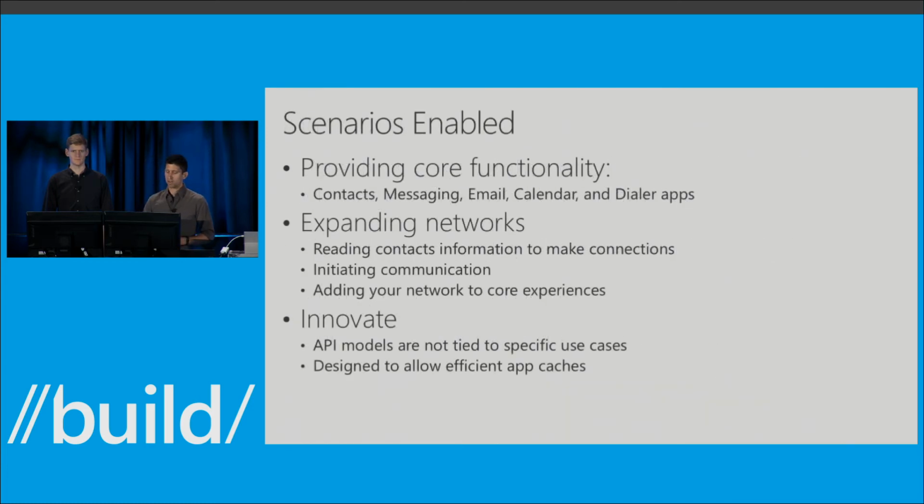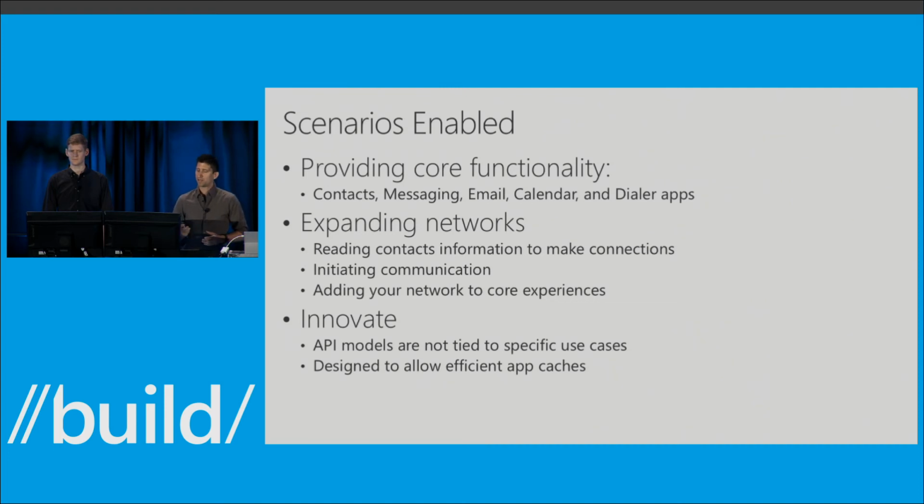So the types of scenarios that we're trying to enable. This falls into sort of three buckets, although these are going to be pretty loose. User data is a huge, broad area, and all kinds of things can be enabled here. But we want to make sure it's possible to provide core functionality. Those are things like contacts applications, messaging applications, email, calendar, and dialer applications. As I just mentioned, we built the first-party experiences, Outlook Mail and Calendar, which you've seen in all these previews and the keynotes today and yesterday. Those are built on the same APIs that I'm talking about here.